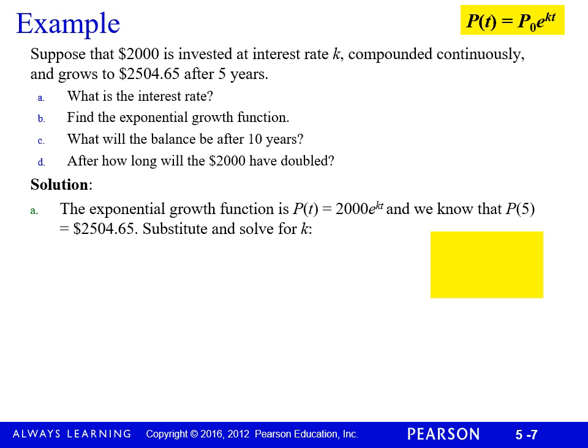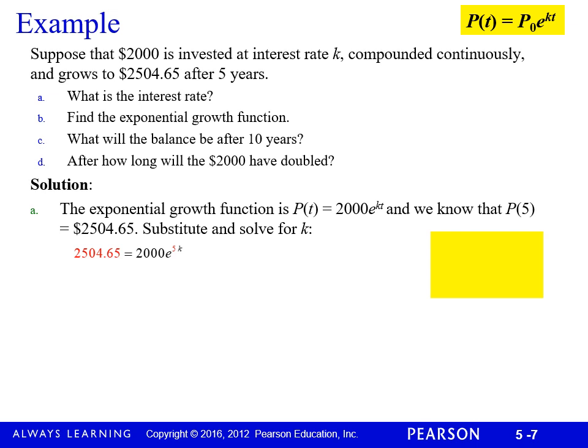Well, we know the exponential growth function is just P₀e^(kt), and since we started with 2,000, that's our P₀. And we know that P(5) is equal to $2,504.65. So we can put this into our formula. We get 2504.65 equals 2,000e^(5k), because this is what our investment grows to in 5 years.